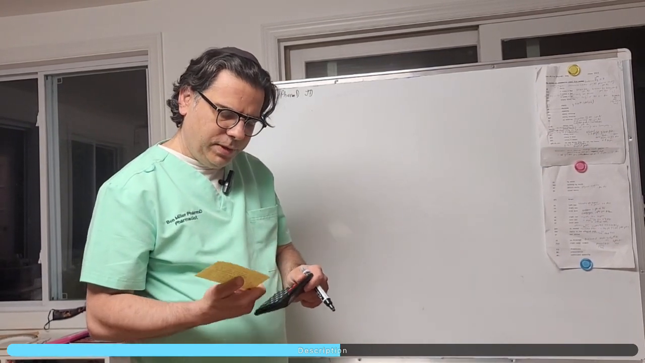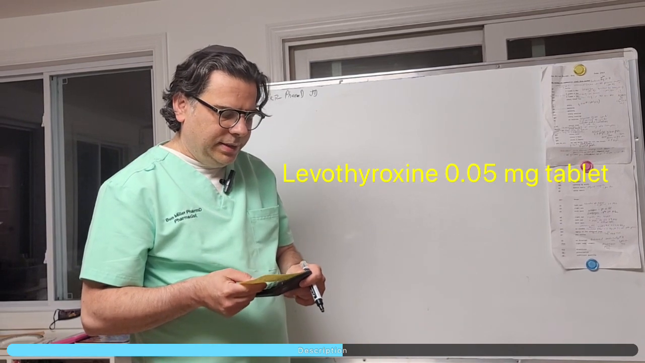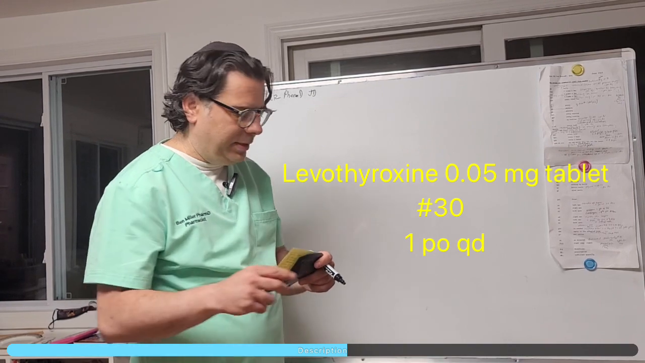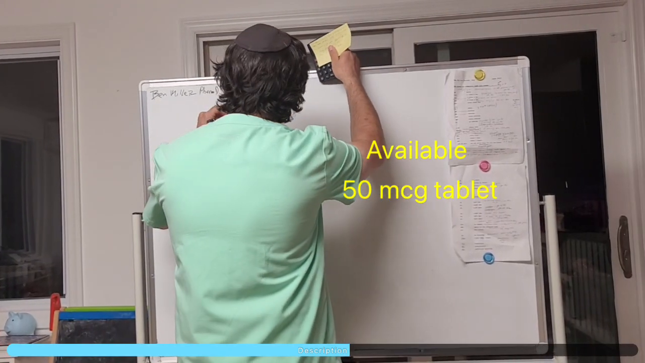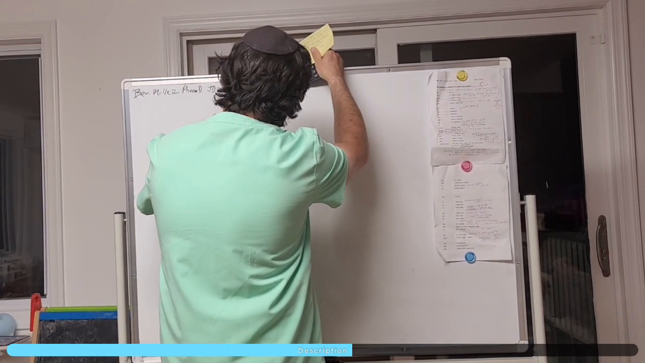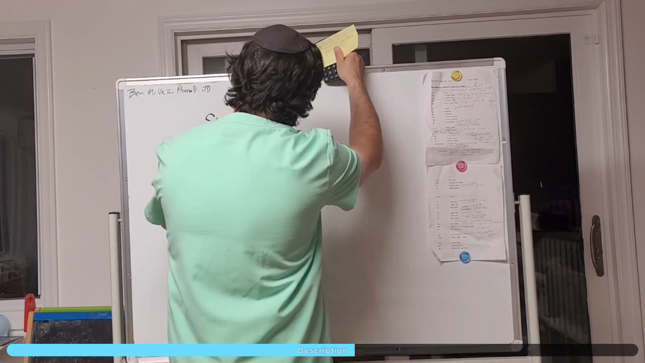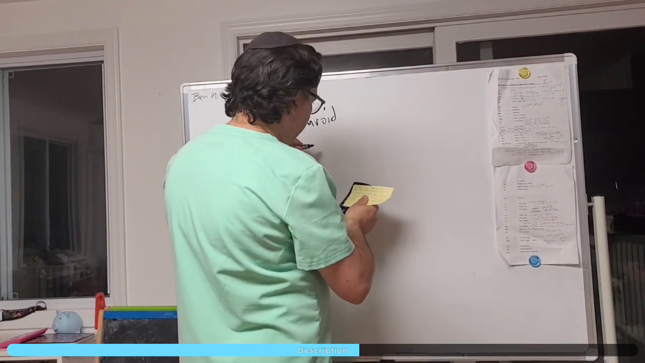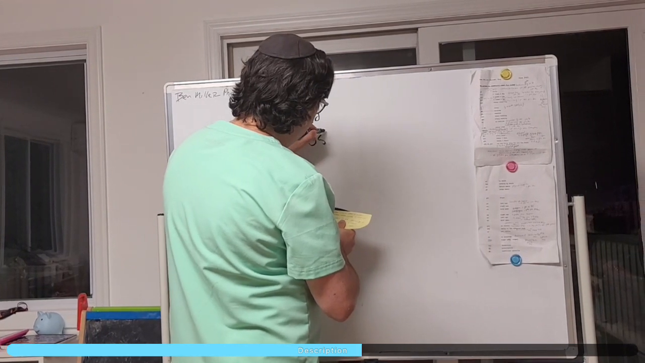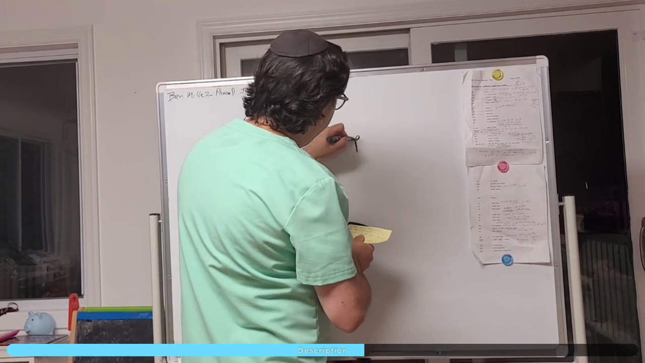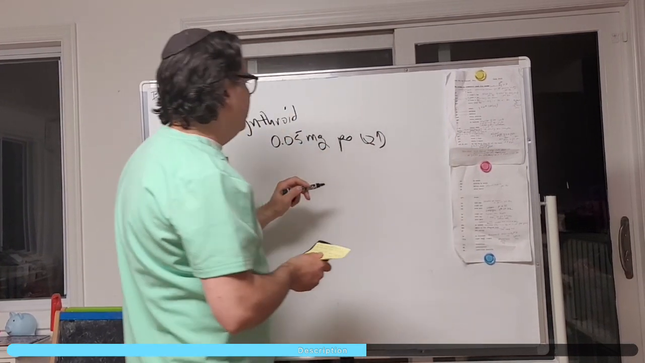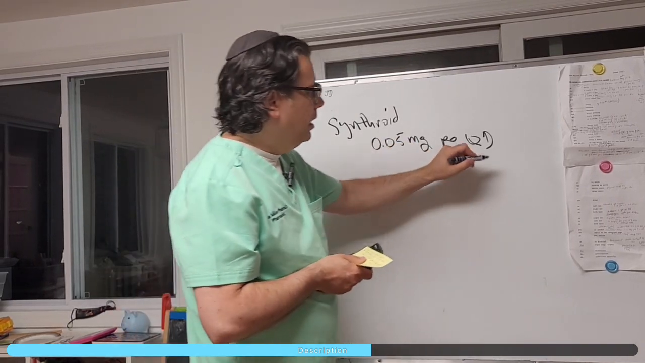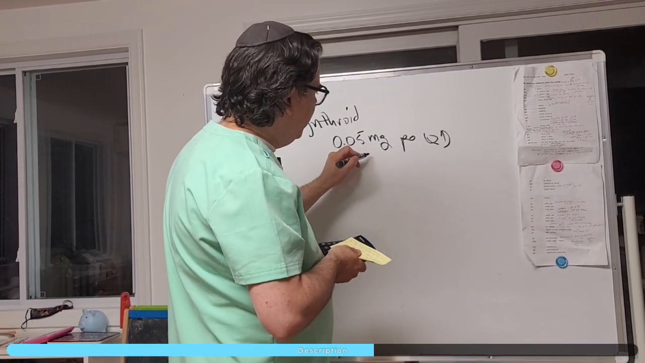Patient has a thyroid removed and the doctor wants to put them on levothyroxine, 0.05 milligram once a day. The pharmacy only has a 50 microgram tablet. Synthroid is the brand name, levothyroxine is the generic name, and we have 0.05 milligram PO/QD. Usually you give 30 tablets for a month's supply.